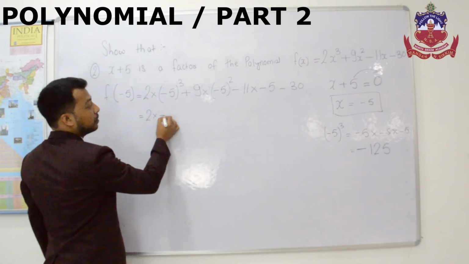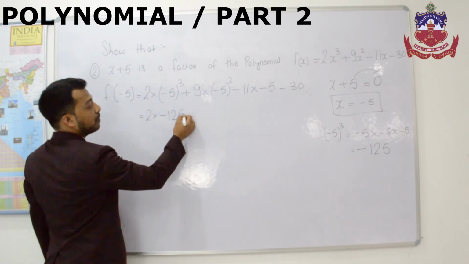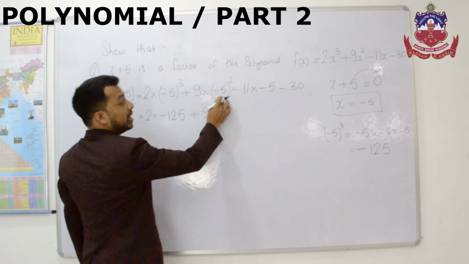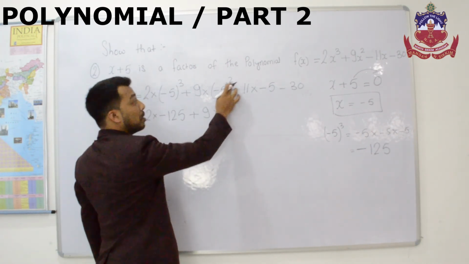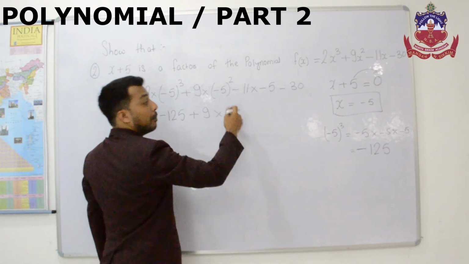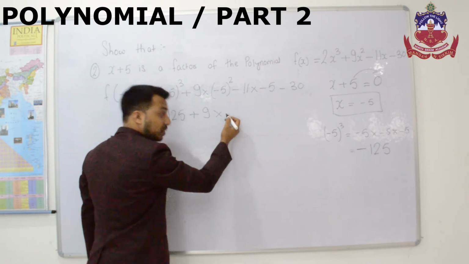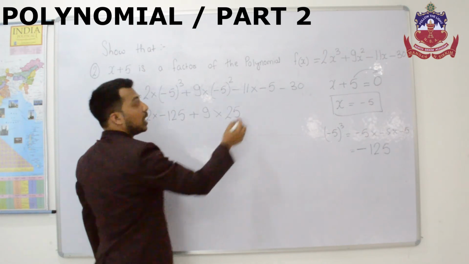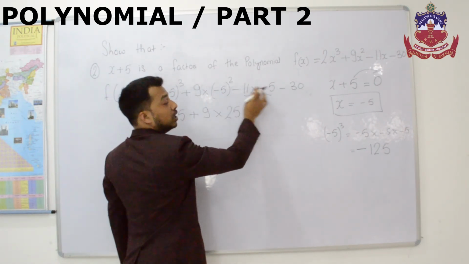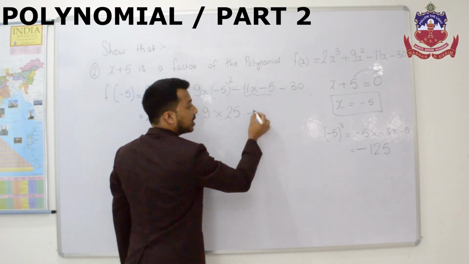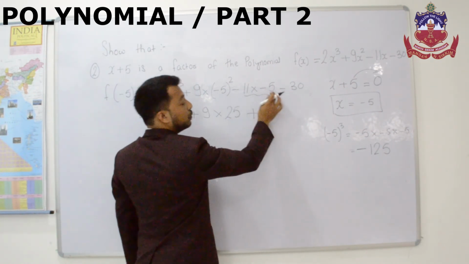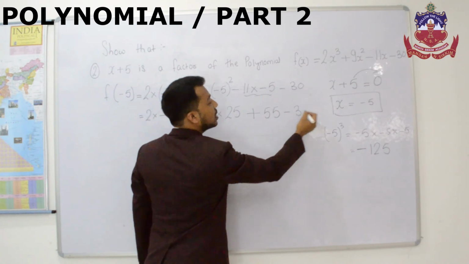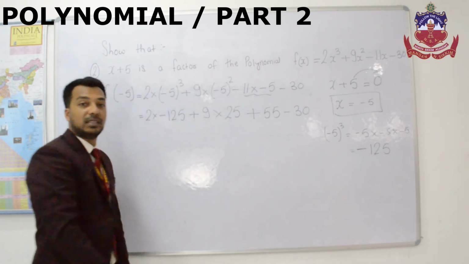So we write out here minus 125 plus 9, the same, into minus 5 multiplied 2 times. So when we multiply minus 5 two times, minus will get converted into a positive sign, and 5 into 5 will give us 25. Let's simplify this. Minus into minus is plus, so we write the sign, that is plus. 11 into 5 will give us 55, and the last one, that is minus 30, will remain the same.